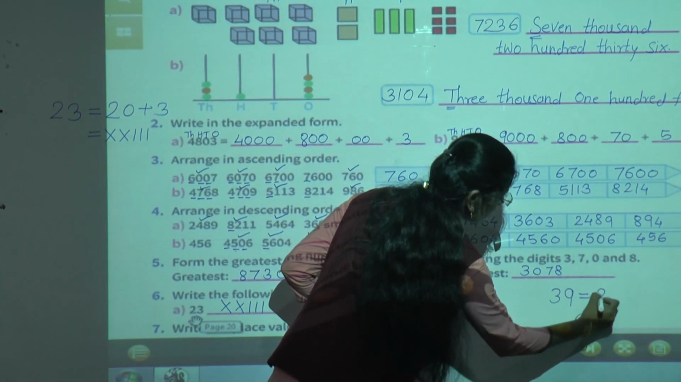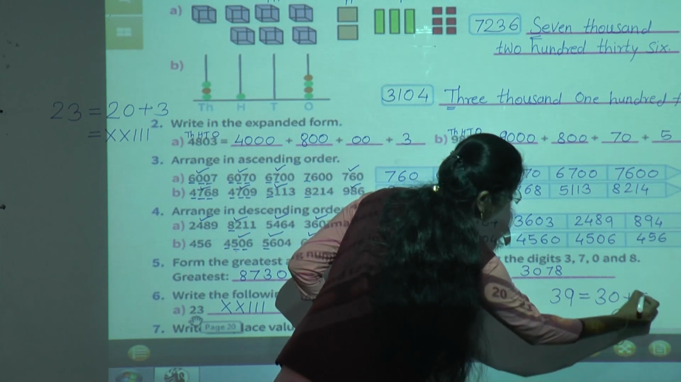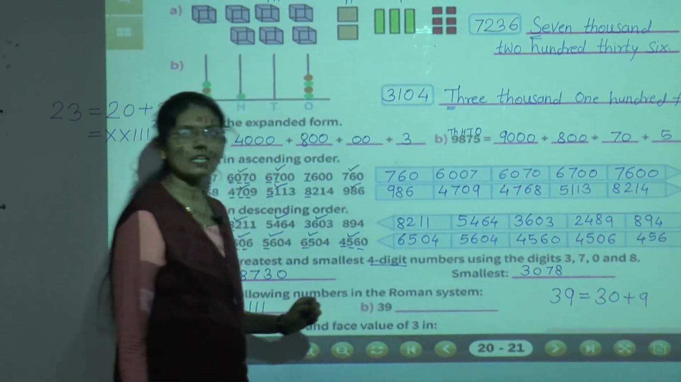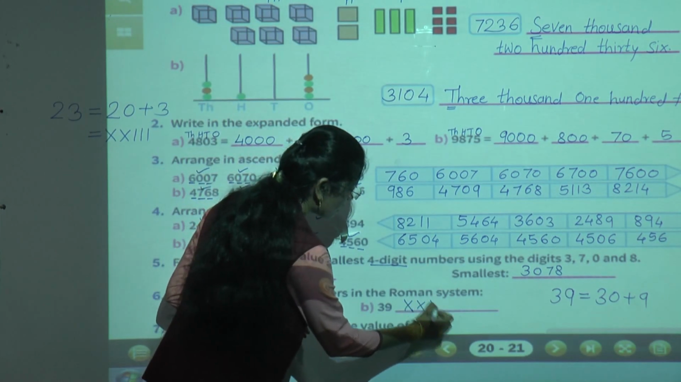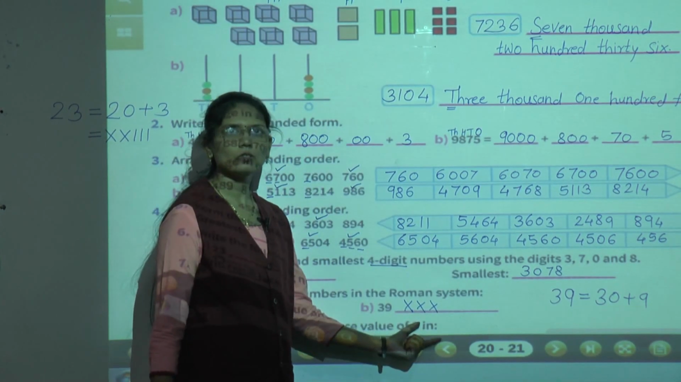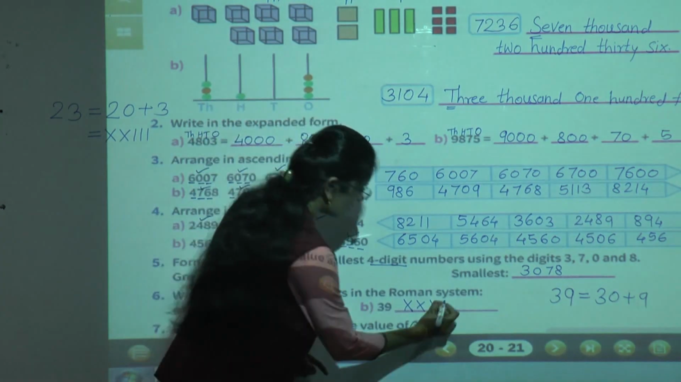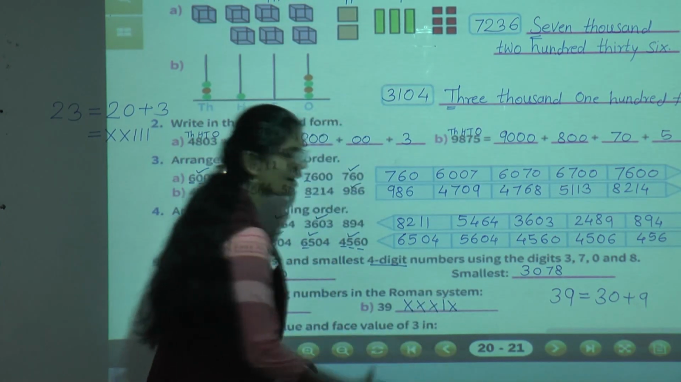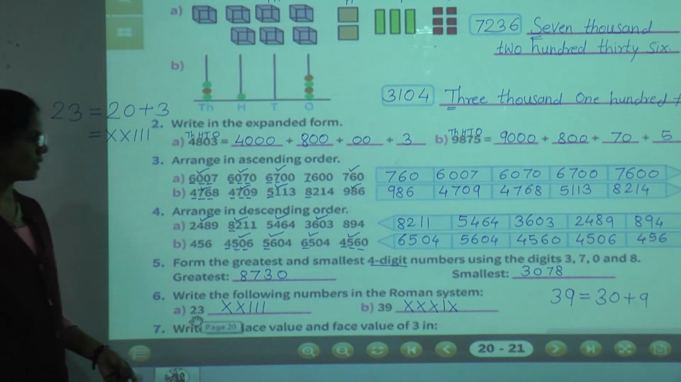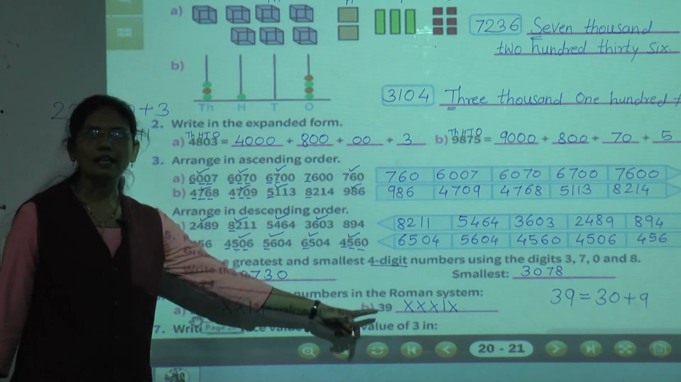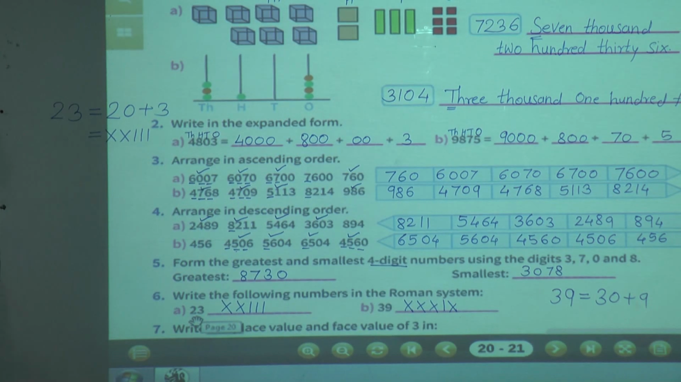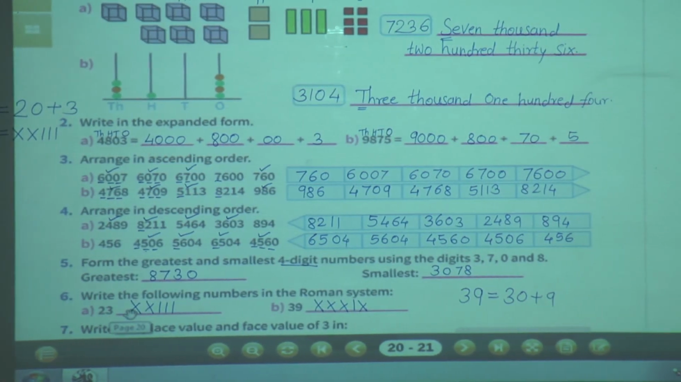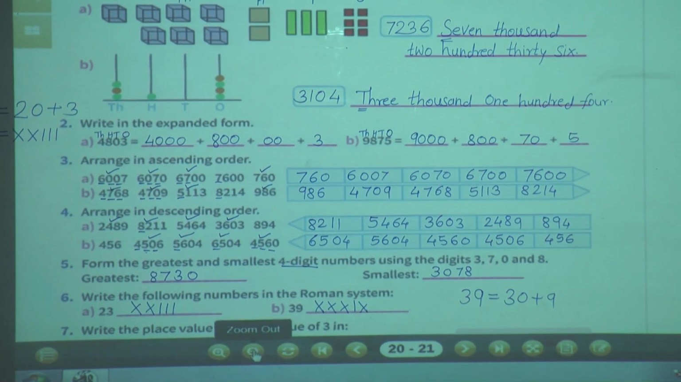39 is equal to 30 plus 9. So for 30 we can write triple X because X means 10. So triple X is equal to 30, and for 9, IX. So in this way we can represent 39 in the Roman number system. Now students, we will move to the next question. Question number 7. See in your textbook.